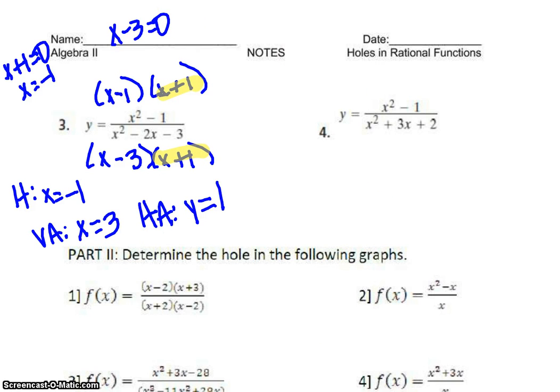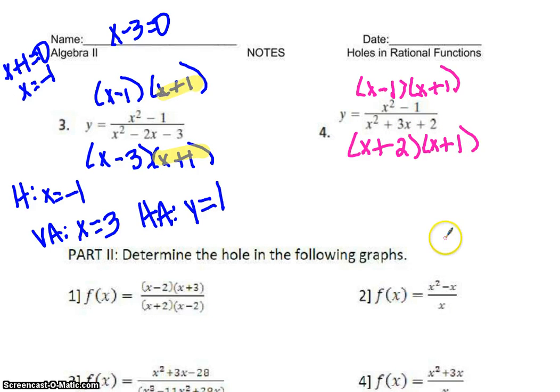Number 4, you need to start by reducing. So x minus 1 and x plus 1. On the bottom, it is x plus and x plus, factors of 2 that give you 3. So you're going to have 2 and 1. So as far as a hole, you have an x plus 1 that's going to cancel. So x equals negative 1. I said x plus 1 equals 0.